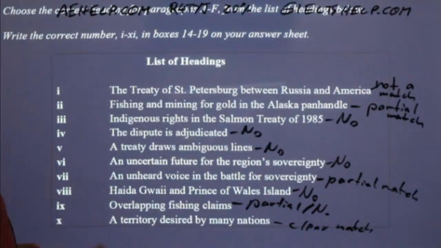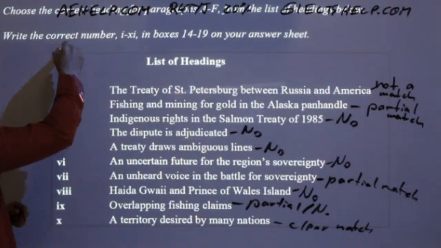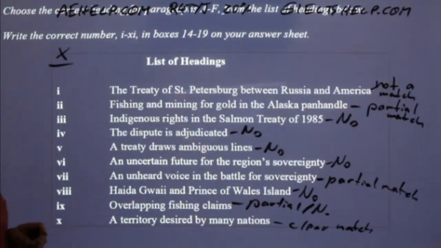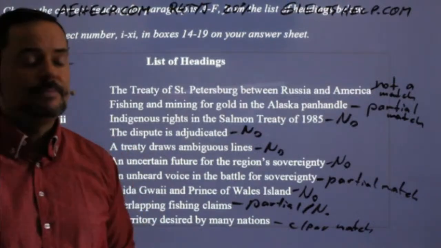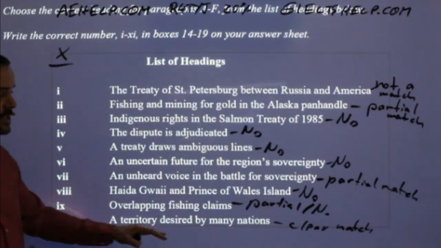Okay, so for this first question, 14, which would be A, you would put X in your answer sheet, and then you would get that correct. Okay, so X is the right answer, because that is the clear match.